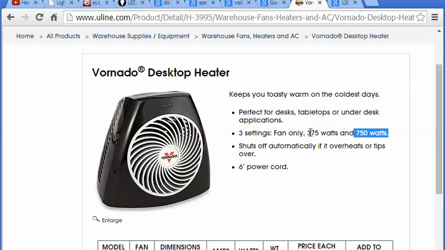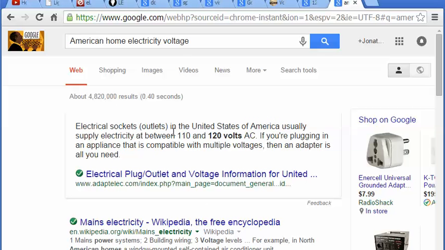So how does this thing change its settings? How are you able to flip a switch and say, okay, I want it to operate at a 375 watt level or a 750 watt level? Well, electrical sockets in the United States typically supply electricity at between 110 and 120 volts AC. And if you're plugging in an appliance that is compatible with multiple voltages, then an adapter is all you need.